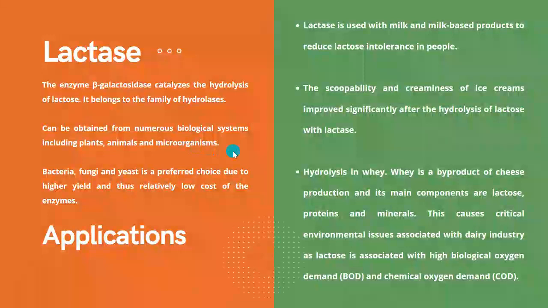And why these are the preferred source, we have already spoken about in our first slide. Further, bacteria, fungi, and yeast are the preferred choice due to higher yield and relatively low cost. That is what I mentioned in my first slide as well. Bacteria, yeast, and fungi are the major sources to obtain lactase enzyme. Why? Because they give higher yield, they require less space, and they are highly consistent. Even a single inoculum from your petri plate can give rise to millions of microbes in your food. That is why they are highly consistent and highly useful, right? Now coming to the application.